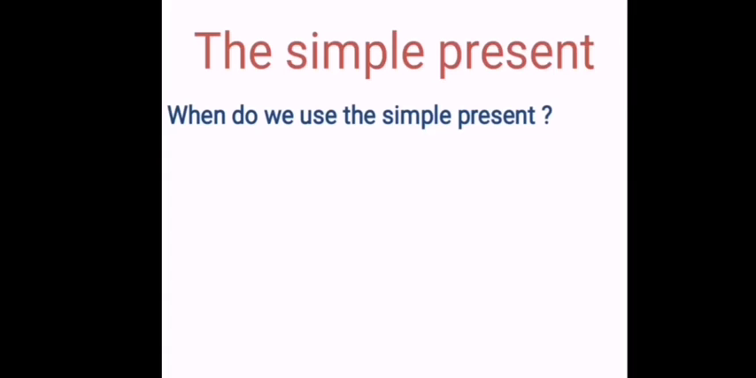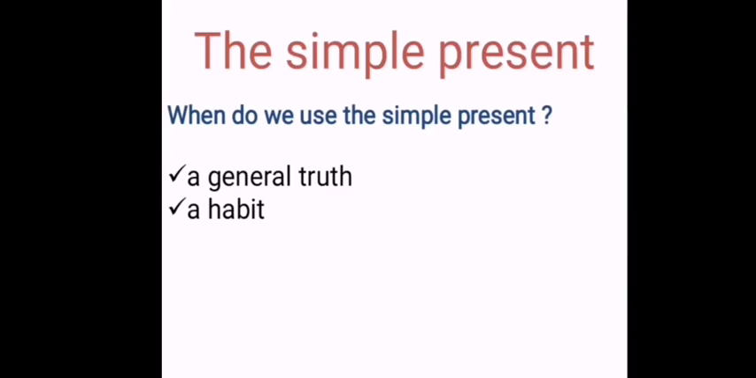Okay, let's start now with the simple present. When do we use the simple present? So how do I know that I am going to use the simple present? So, we use the simple present to express a general truth. Okay, what is a general truth? What do we mean by a general truth? So, a general truth is something that is always true. Okay, it is a fact, and we are going to see examples later.